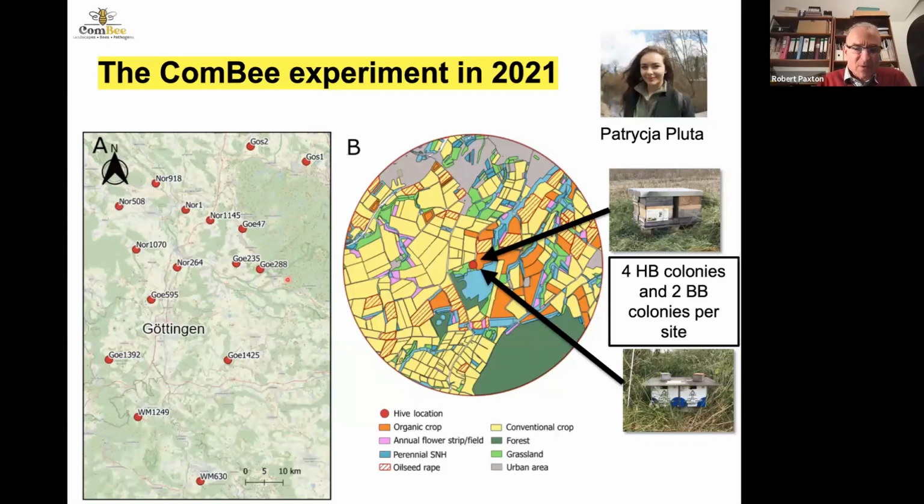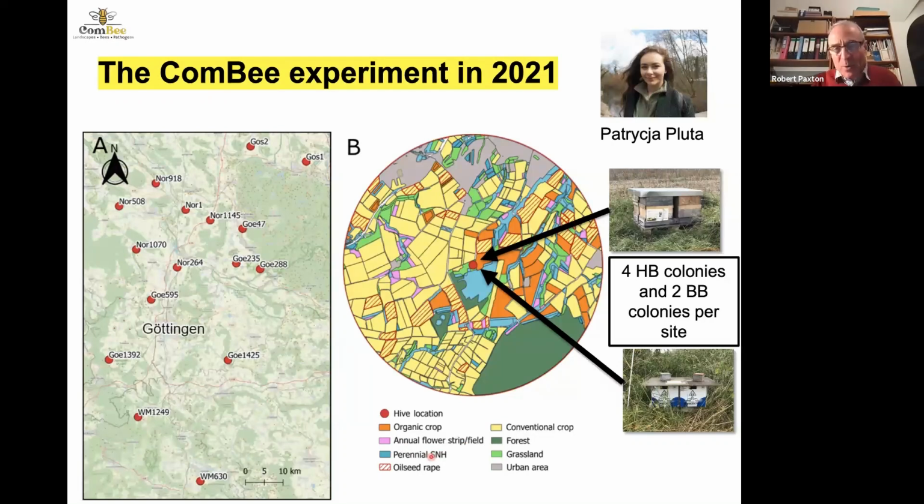And at 16 sites, fairly distant from one another around Göttingen, PhD student working with me, Patricia Pluter, and I'd like to thank her at this point for her efforts in this project, along with colleagues from Göttingen University, Katrin Westphal and her colleagues, we have placed out 4 honeybee colonies and 2 bumblebee colonies at these 16 sites. They incidentally vary in the amount of organic agriculture they have, and flower strips, and perennial semi-natural habitat, which is the focus of the project.